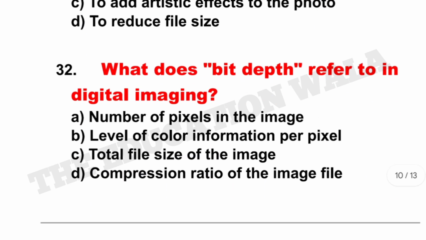Question number 32. What does bit depth refer to in digital imaging? Option A, number of pixels in the image. Option B, level of color information per pixel. Option C, total file size of the image. Option D, compression ratio of the image file. The right answer is option B.